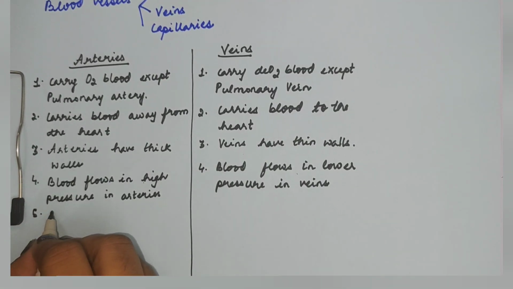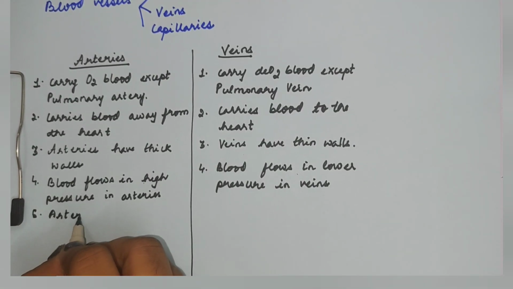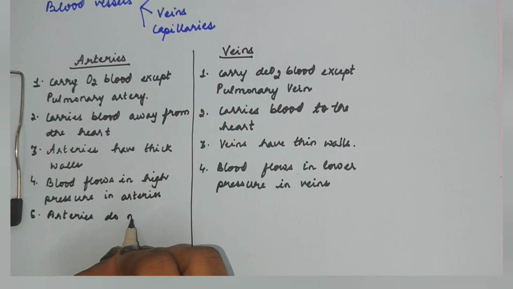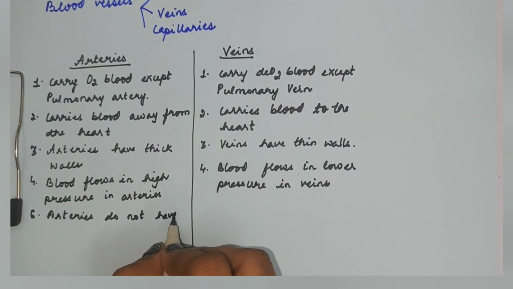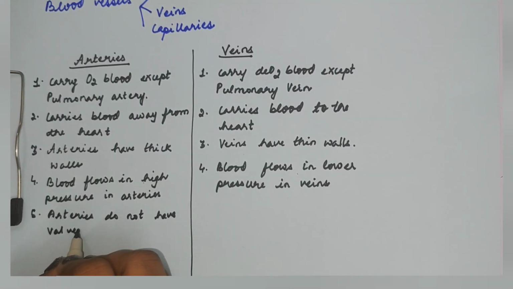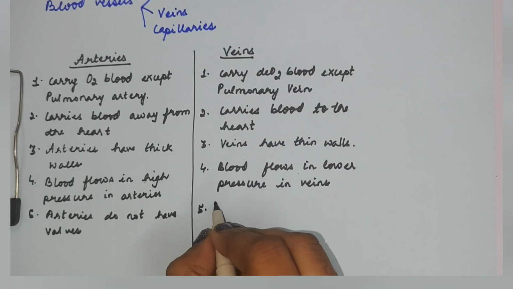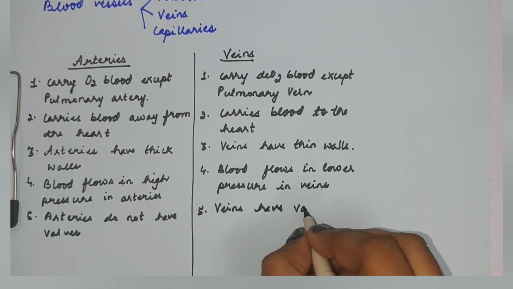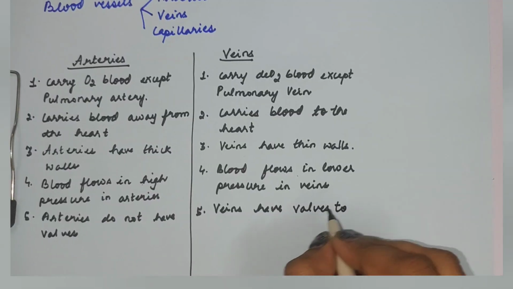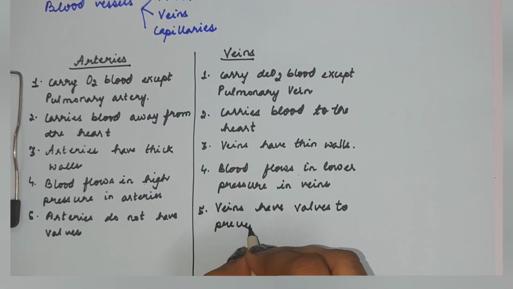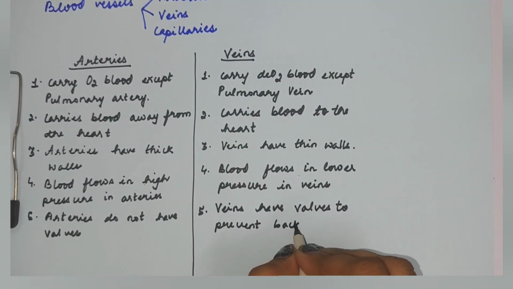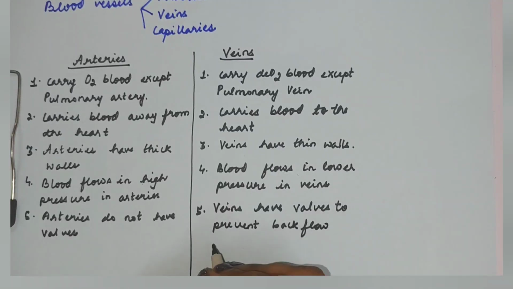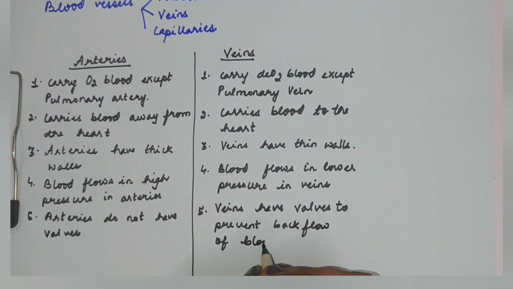The next difference between the arteries and the veins is that arteries do not have valves, whereas the veins have valves, because as we already know that the veins bring blood from the body to the heart, and therefore they must have valves to prevent the backflow of the blood.